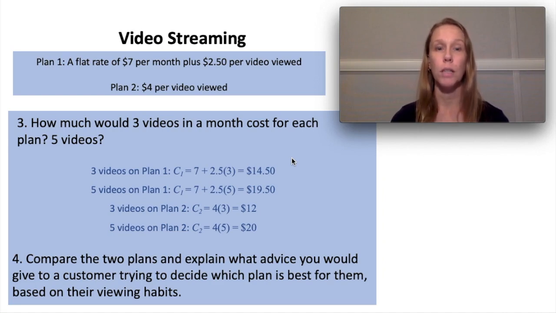But what I noticed is 3 videos on plan 1 is going to cost more than 3 videos on plan 2. But if I watch a lot of movies, 5 videos on plan 1 is going to end up being cheaper. And since it's a linear relationship, as I get on more than 5 videos, then it's going to remain cheaper. Because if you graph them on a line, that line is going to end up being steeper in the end. So depending on how many videos you watch would determine which streaming service is best.